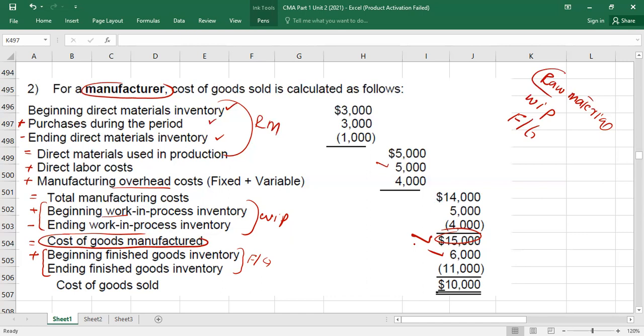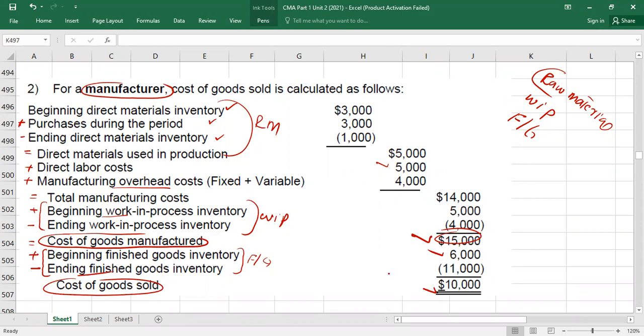Cost of goods available for sale, but it's not written in the format, but it is called cost of goods available for sale. Then you will deduct from here what? Ending finished goods inventory, and you will reach to what? Cost of goods sold. I hope so the format is clear.